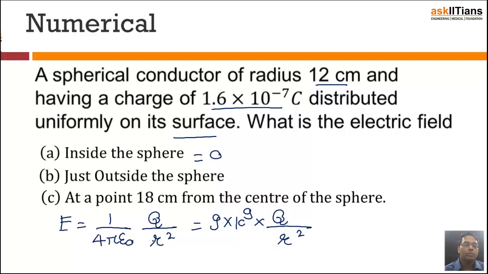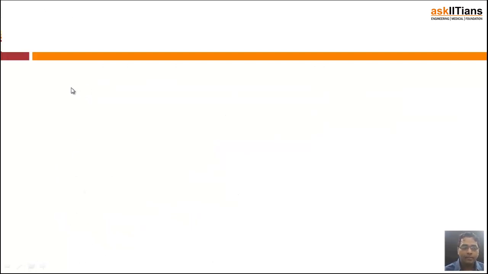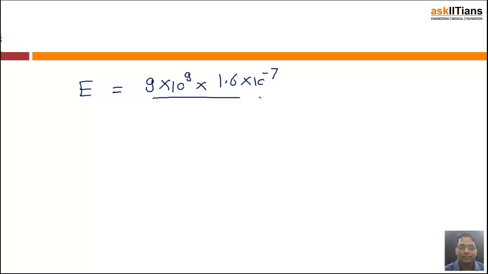Now if we move on to part B, just outside the sphere. Just outside means you can take the radius to be 12 centimeters, right? So let's move on there. So just outside the sphere, it becomes 9 into 10 raised to the power 9. The charge is given as 1.6 into 10 raised to the power minus 7. The distance is going to be distance squared, so 12 centimeters it is, so it's going to be 0.12 whole squared. This is just outside.